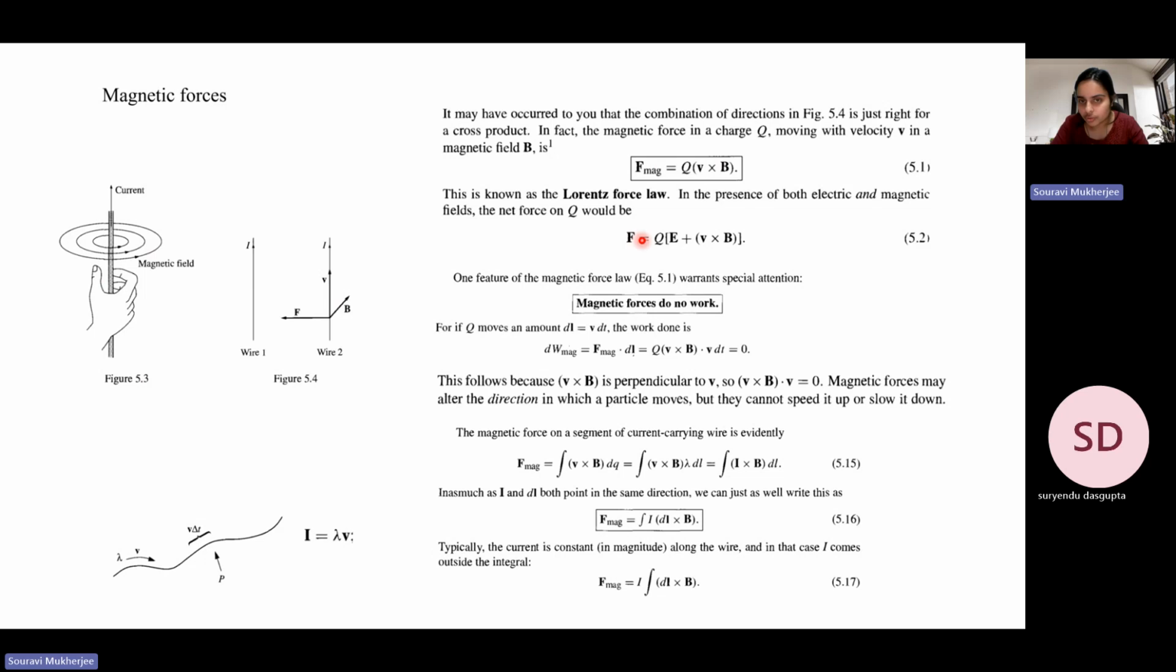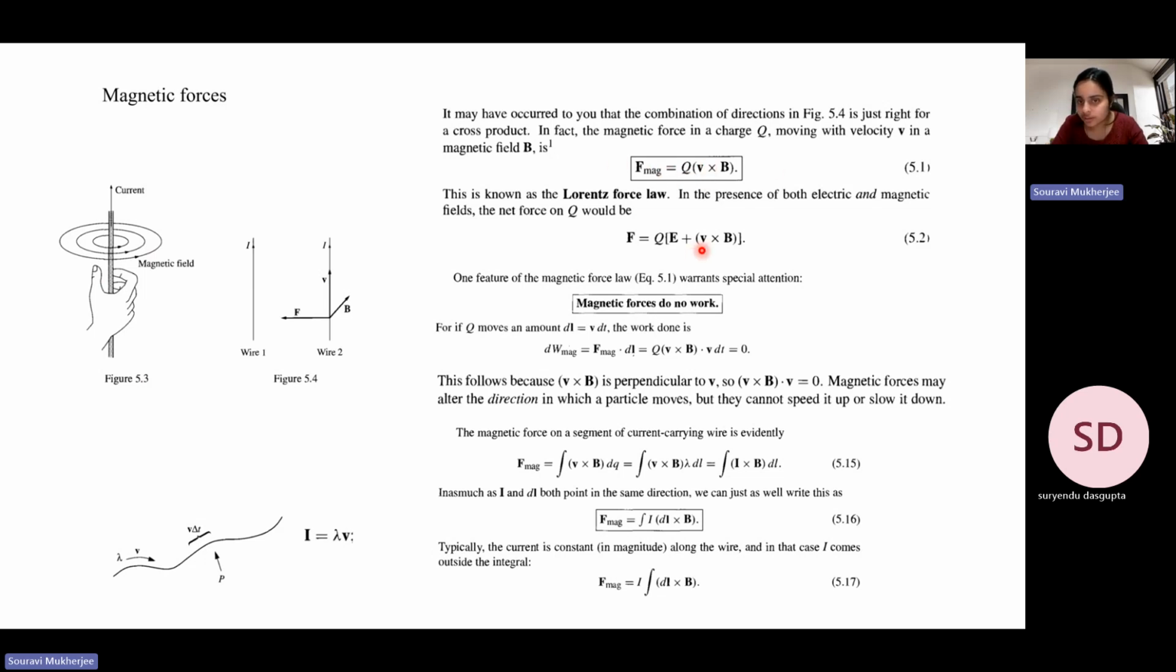If you now look at the total force, if you have both electric and magnetic fields, it will be given by this Lorentz force, which is given as QE plus Q v cross B. So this is your electric force, this is your magnetic force. An important point is that the magnetic force is perpendicular to the direction of motion, right? It's v cross B. So F is perpendicular to v and F is perpendicular to B.